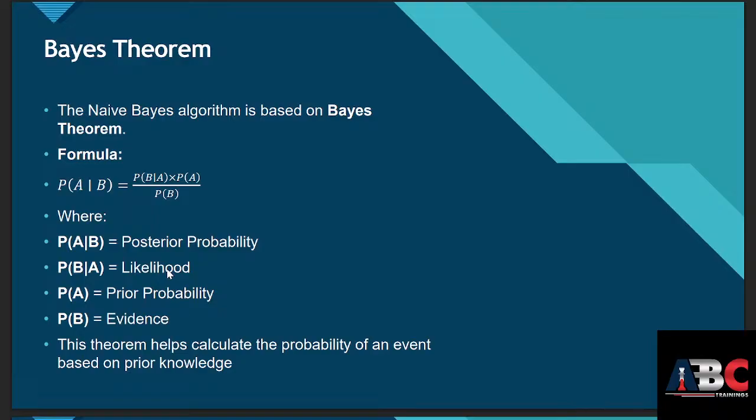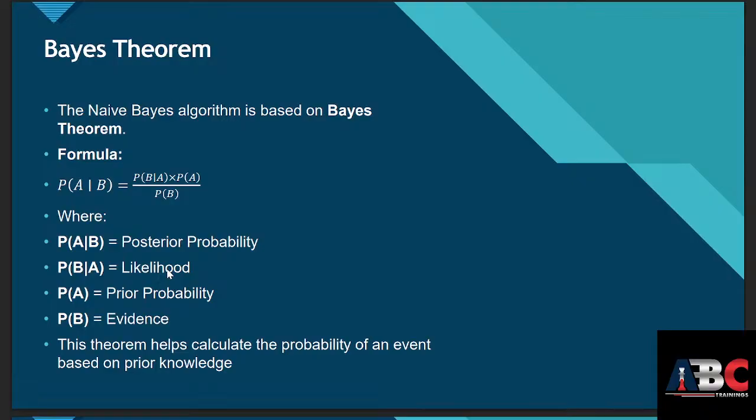Likelihood, P(B|A). The likelihood represents the probability of observing the evidence if the hypothesis is true. In other words, it measures how likely we are to observe the data if the class is correct. Continuing the spam example, P(B|A) means the probability that an email contains words like free or offer given that the email is actually spam. If spam emails frequently contain this word, this probability will be high.